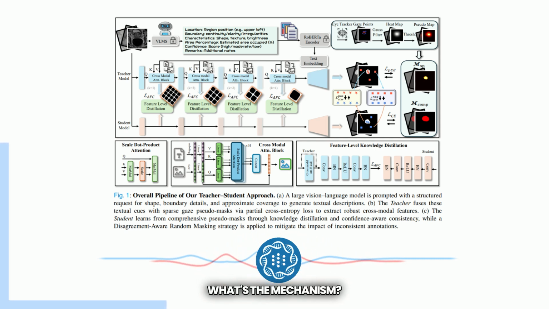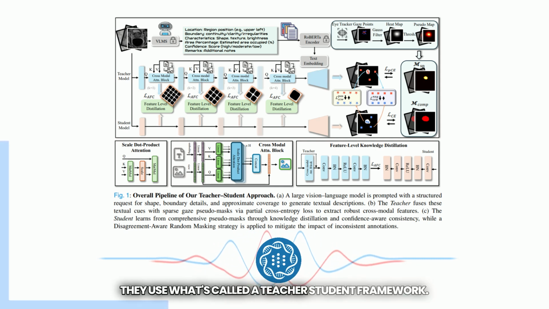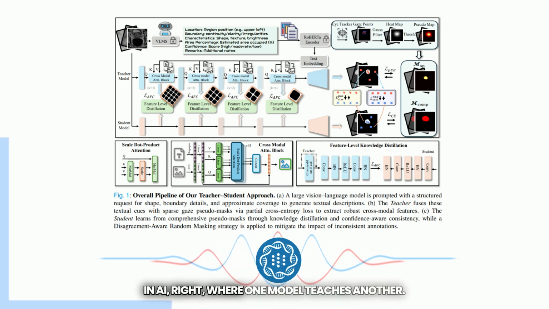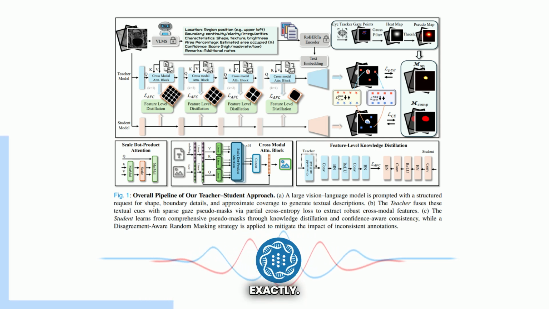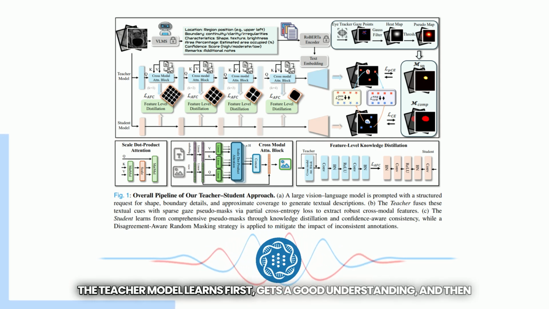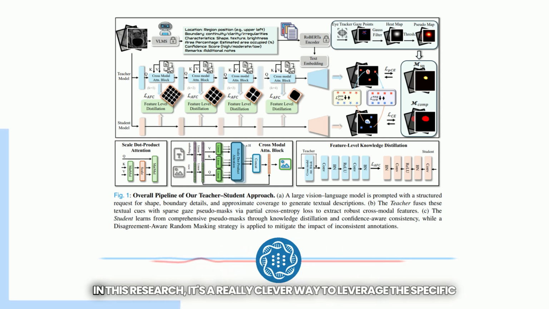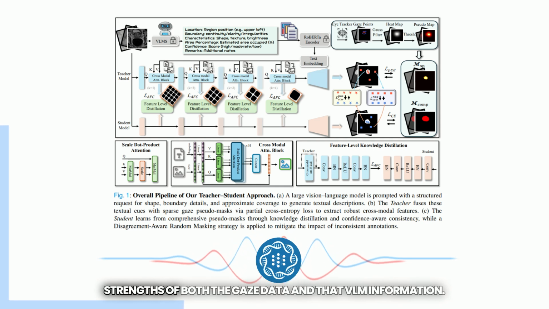Okay, so how do they do it? What's the mechanism? They use what's called a teacher-student framework. This is actually a pretty common technique in AI. Right, where one model teaches another. Exactly. The teacher model learns first, gets a good understanding, and then it guides the learning process of a second model, the student. In this research, it's a really clever way to leverage the specific strengths of both the gaze data and that VLM information.